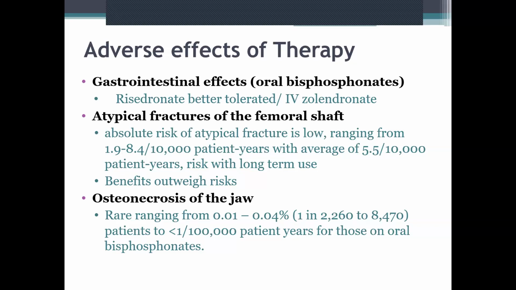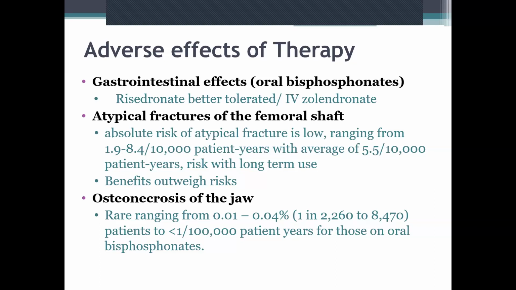So it's less than 1 in 100,000 patients for those on oral bisphosphonates. So it is a very rare complication. Again, for some patients who may be at high risk or we are concerned, most of the time if we are to start anti-resorptive therapy, I always talk to my patients about whether they have any dental procedures planned. And we want to get that sorted first before commencing anti-resorptive therapy.